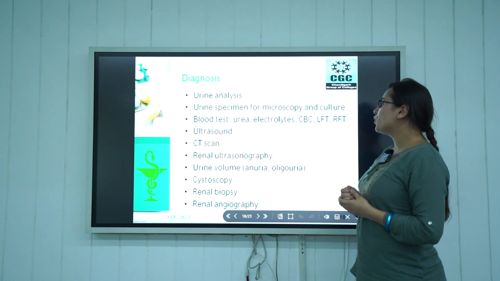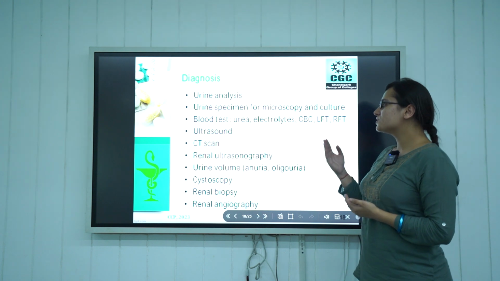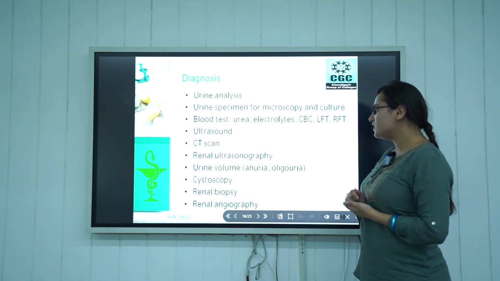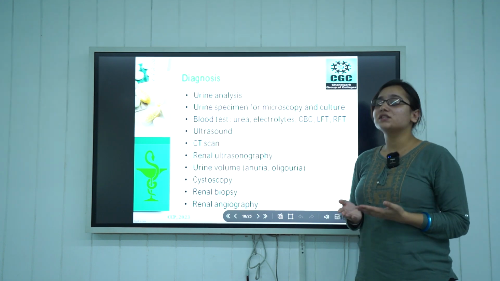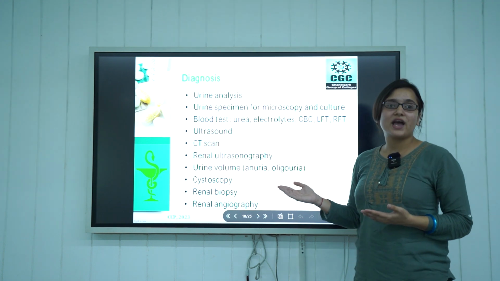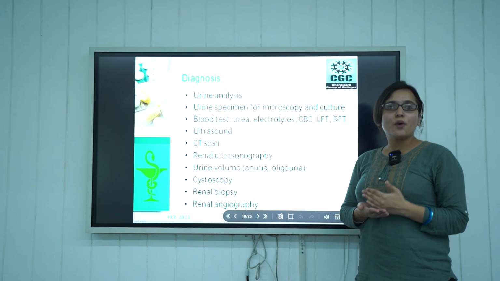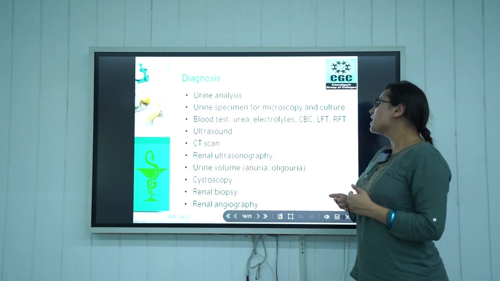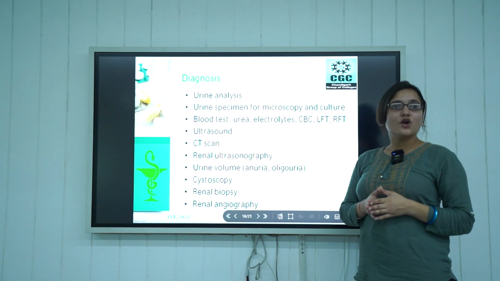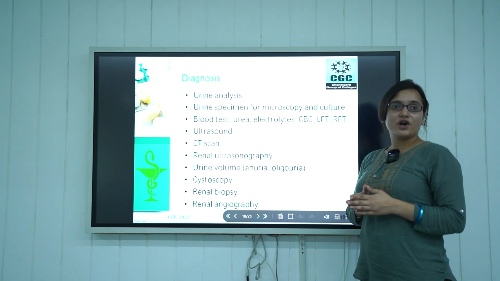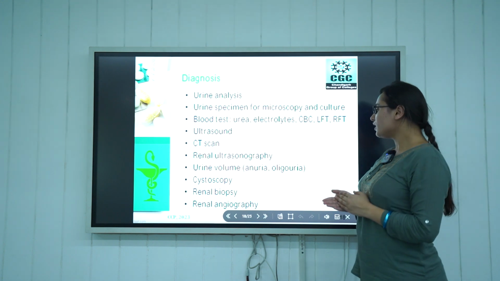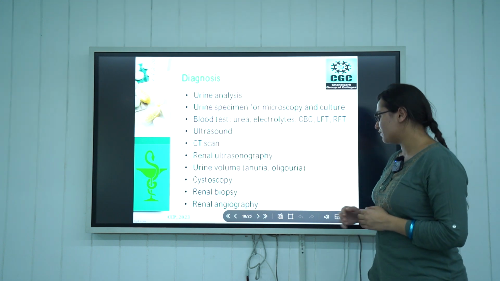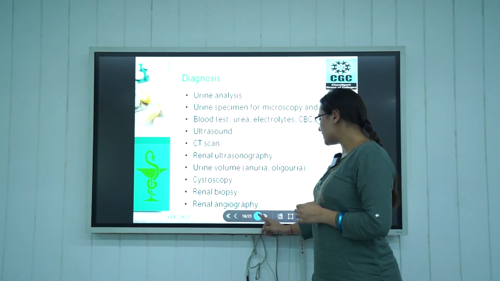Okay, so we can check out the ultrasound, CT scan, renal ultrasonography. Okay, you can check the urine volume as we have discussed in the intro part, the terms anuria, oliguria. Anuria is a stage when the kidney stops producing urine. Okay, and oliguria is when the urine output is more than 400 ml per day and less than 20 ml per hour. And renal biopsy and renal angiography. Okay, so the diagnostic part is completed.